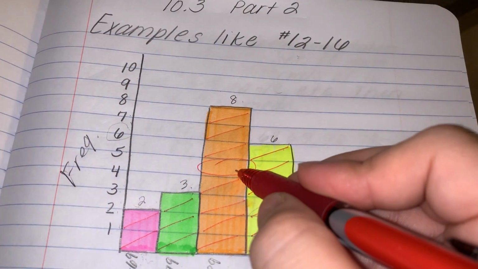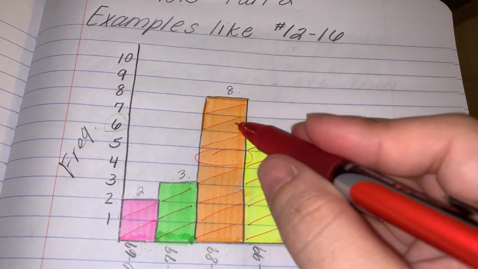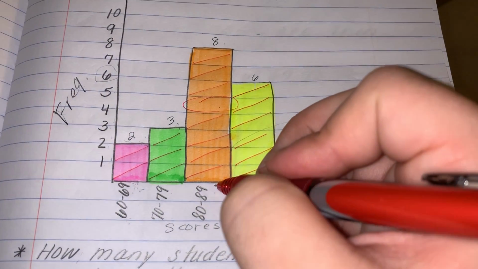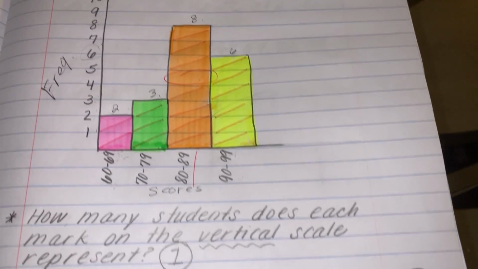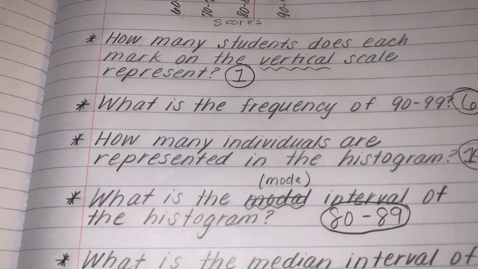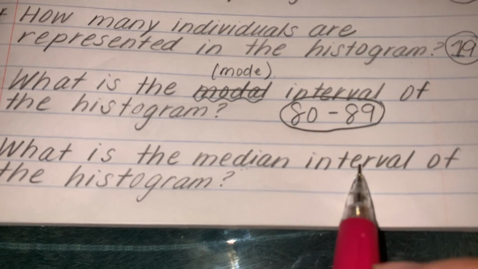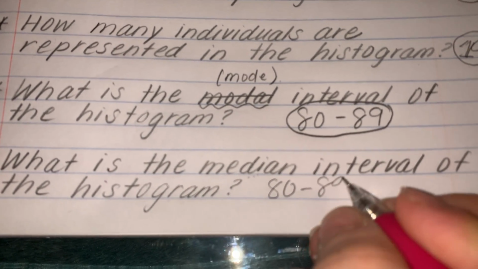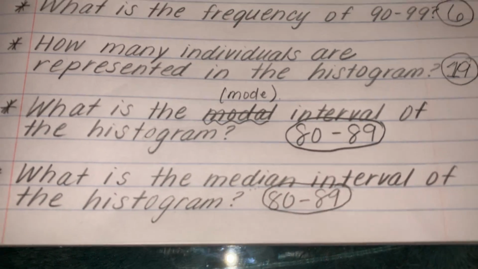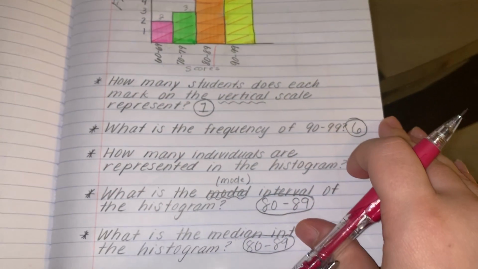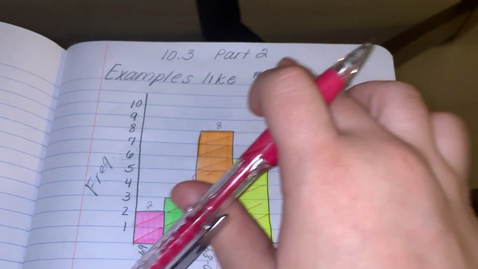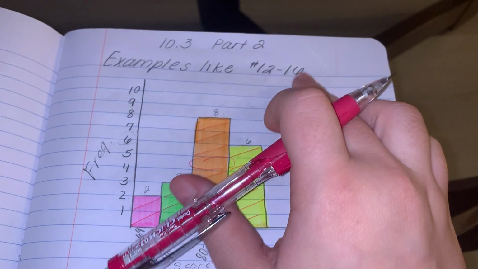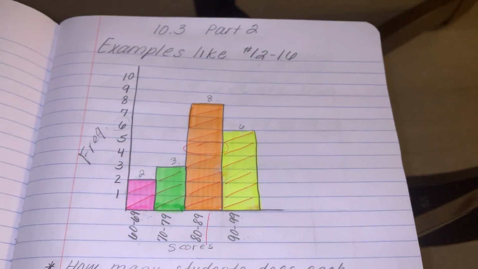Now this one spot, remember, is in the orange, and the orange represents what interval? That's right, 80 through 89. So what is the median interval? 80 through 89. All right. And this is how you answer some questions that are very similar to 12 through 16 on your homework, and 12 through 16 is on page 408.